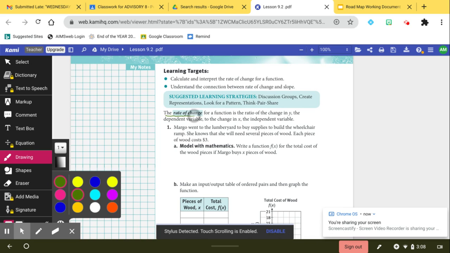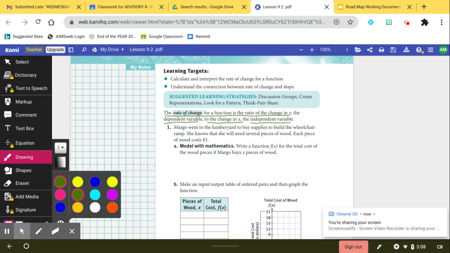So the rate of change for a function is the ratio of the change in y, which is the dependent variable, to the change of x, which is the independent variable. Whoa, that sounds a little familiar. The change in y to the change in x, rate of change is just my slope. It's how much am I changing by. So today in this lesson, we're going to be able to calculate and interpret the rate of change for a function. Then we're going to be able to understand the connection between rate of change and slope. So that's how we're changing.